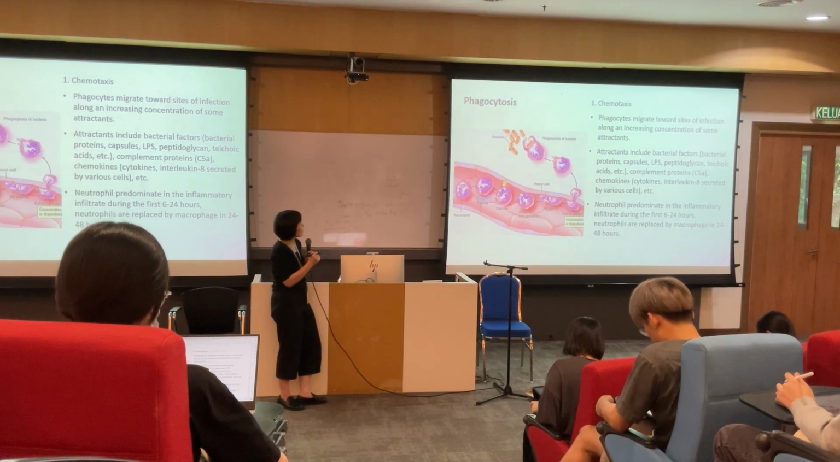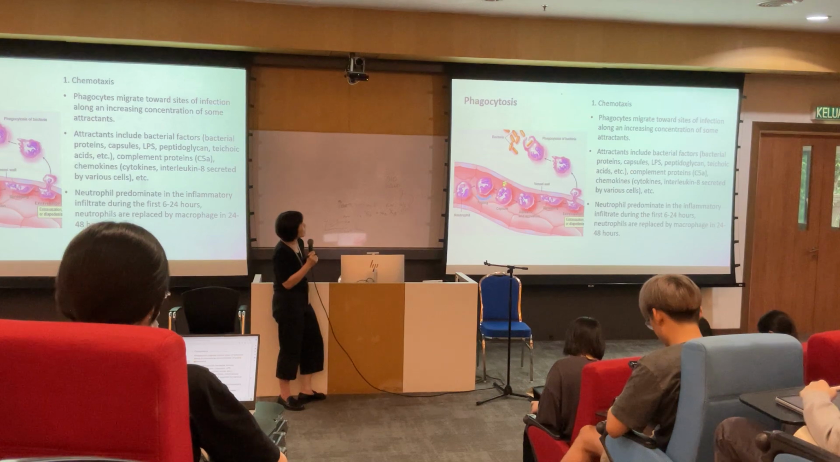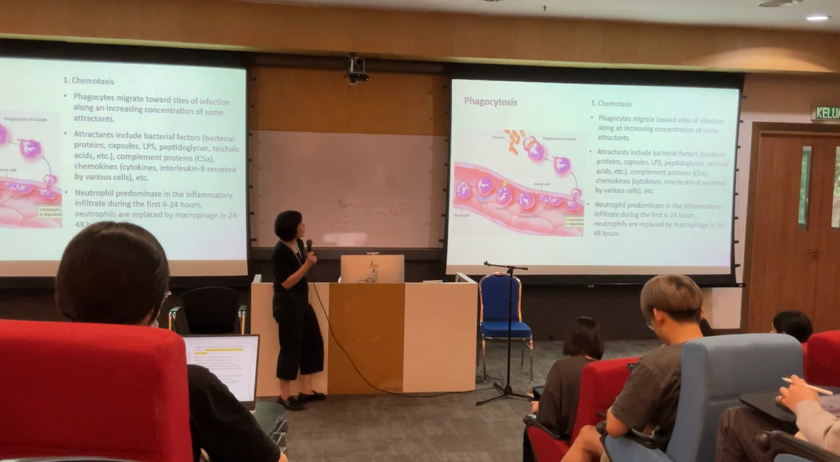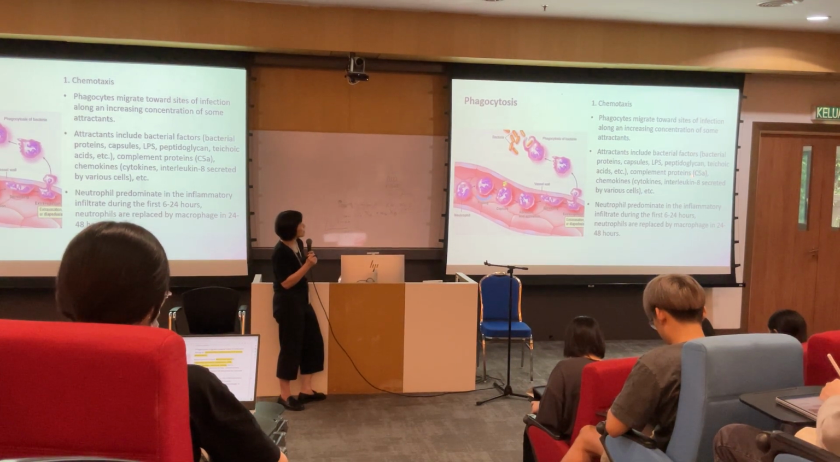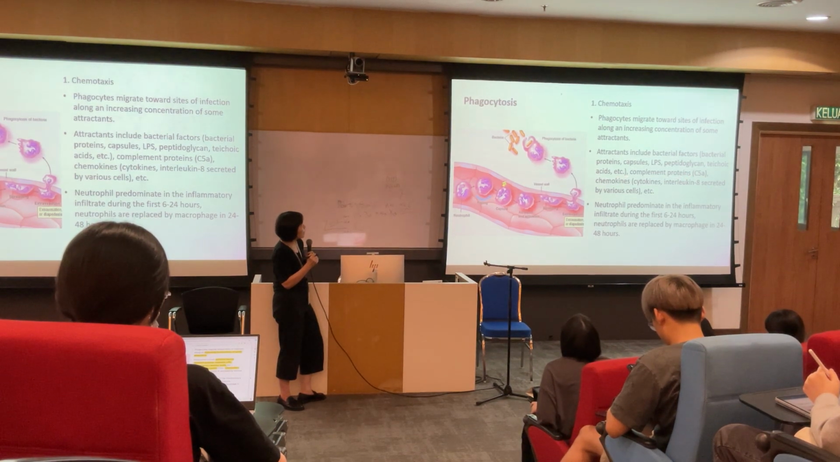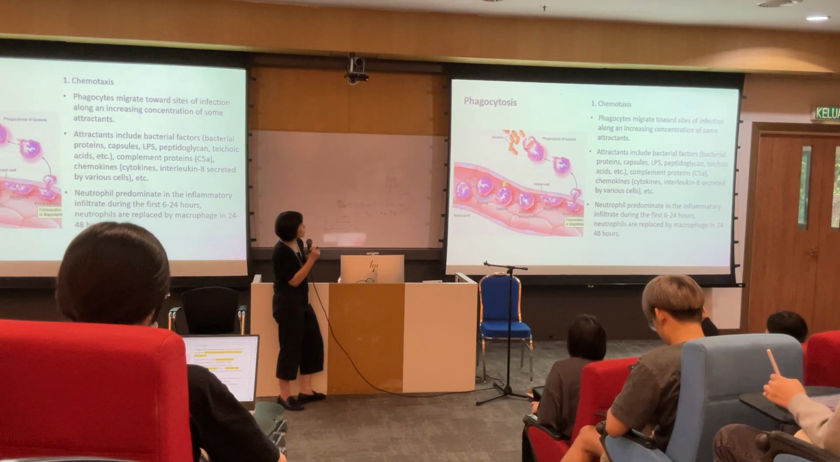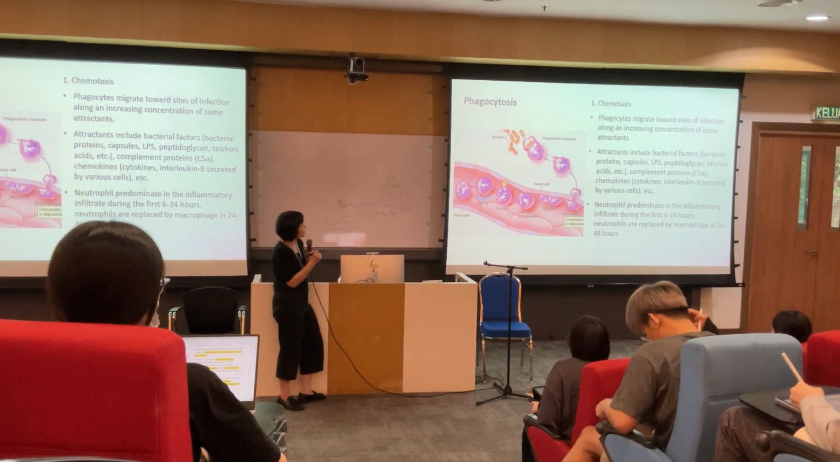Those attractants that attract the phagocyte to come over are partly coming from the bacteria, such as bacterial protein, capsule, LPS, all of these can be. And also the complement protein C5, as I mentioned just now, can be a chemotaxis agent. And also some are released by the affected cells. Those cells here are greatly affected. They release a lot of chemokine. Those chemokines can be released into the blood vessel and stimulate all the phagocytes to come over.